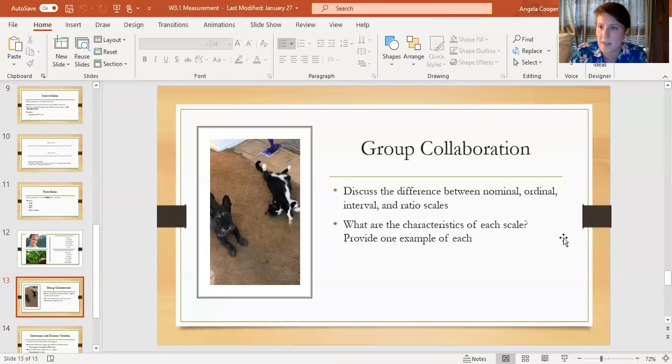So ratio scales do have a true 0, where that 0 represents something true and concrete, and it actually has value as opposed to just being interchangeable like it is for interval. So in terms of providing examples, I've provided some new ones here, but I encourage you guys to think of new ones yourselves, just to ensure that you're getting this idea.